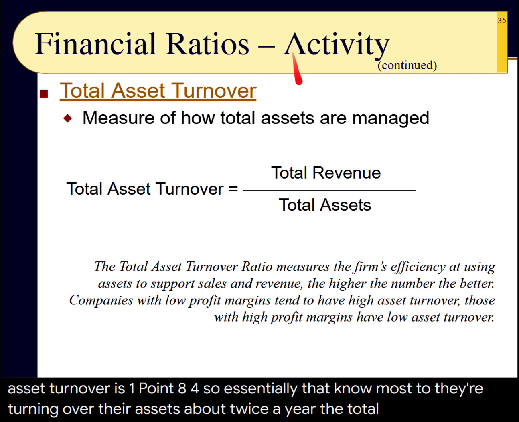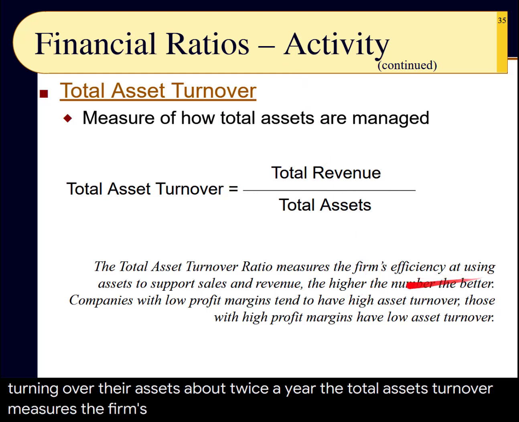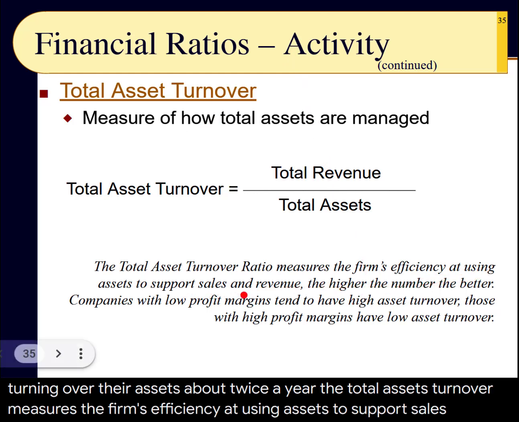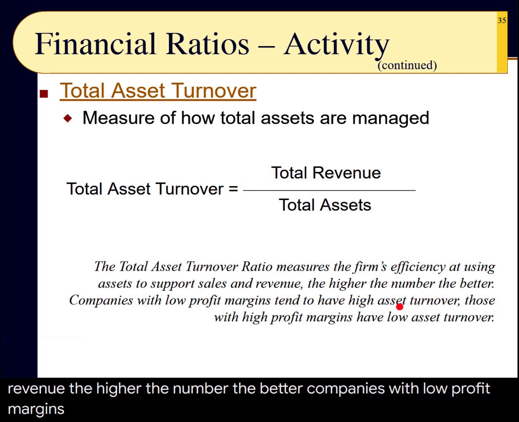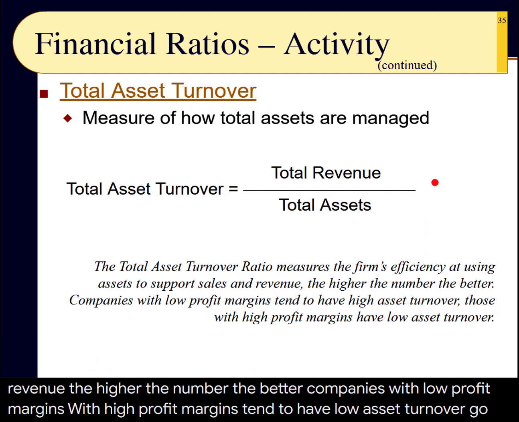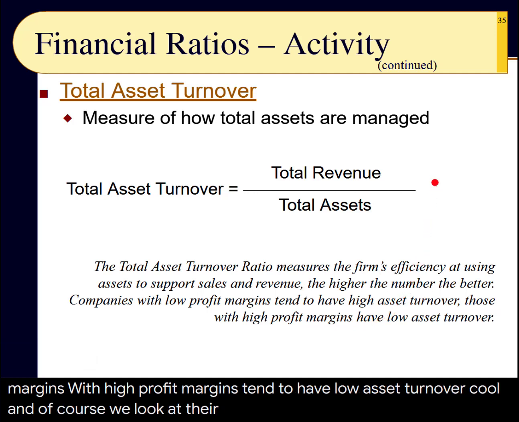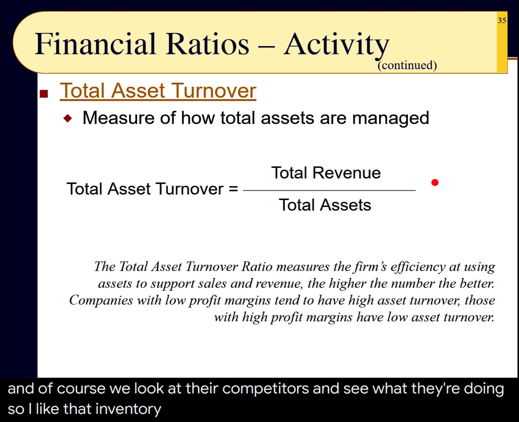The total assets turnover measures the firm's efficiency at using assets to support sales and revenue. The higher the number, the better. Companies with low profit margins tend to have high asset turnover, and those with high profit margins tend to have low asset turnover. Cool? And of course, we look at their competitors and see what they're doing. So I like that inventory turnover, me, myself. That's a favorite one of mine.